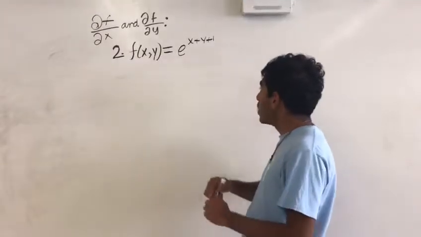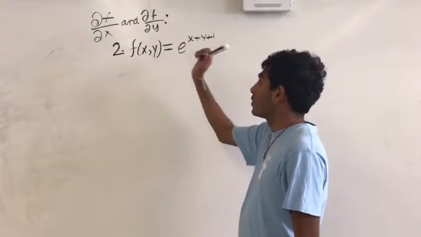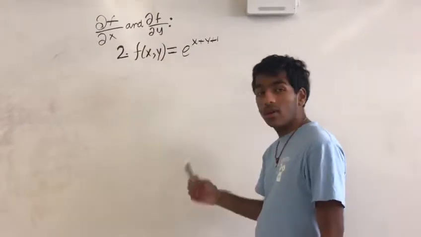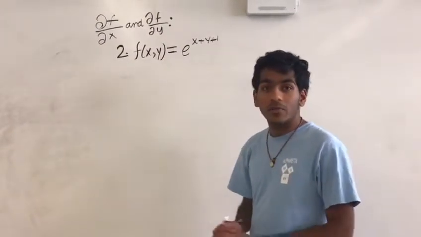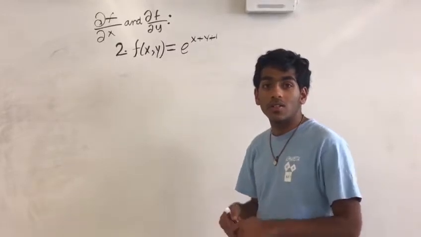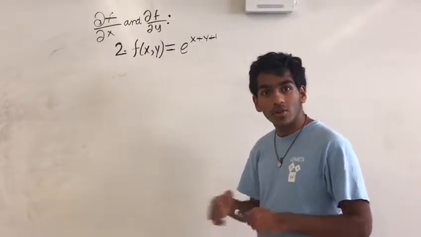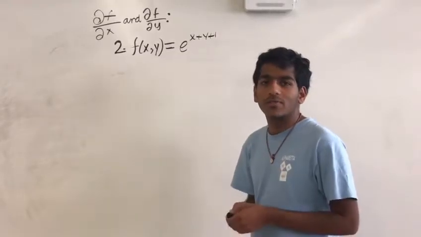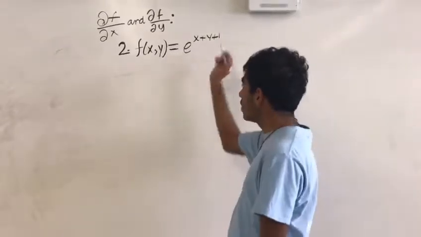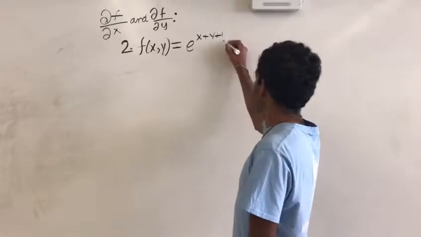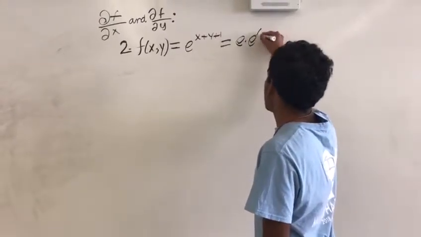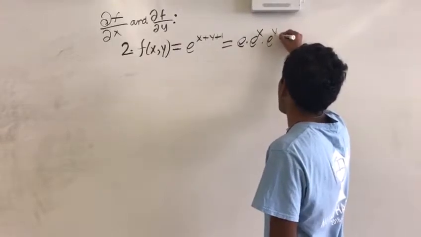So anyways, we are going to find the partial derivative of the function with respect to x and y of e raised to x plus y plus 1. Oh man, exponential functions, I love you, because you have the same derivatives and the same integrals. But this one is a different game, or is it? Let's find out. Alright, redefine the function first, which is going to be the same as e times e raised to x times e raised to y.